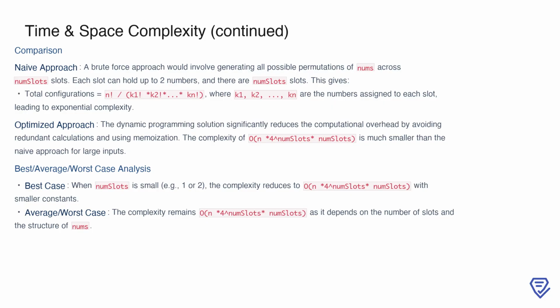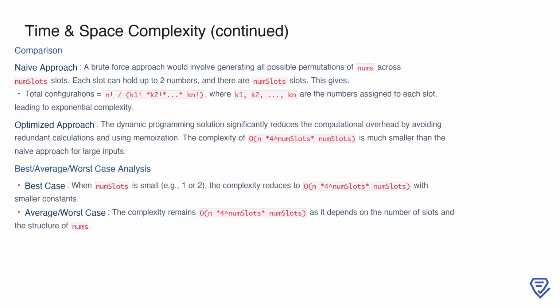In contrast, the dynamic programming solution avoids redundant calculations, leveraging memoization to systematically reduce the computational burden. While still exponential in num_slots, the optimized complexity of n * 4^num_slots * num_slots is far more manageable compared to the brute force method.